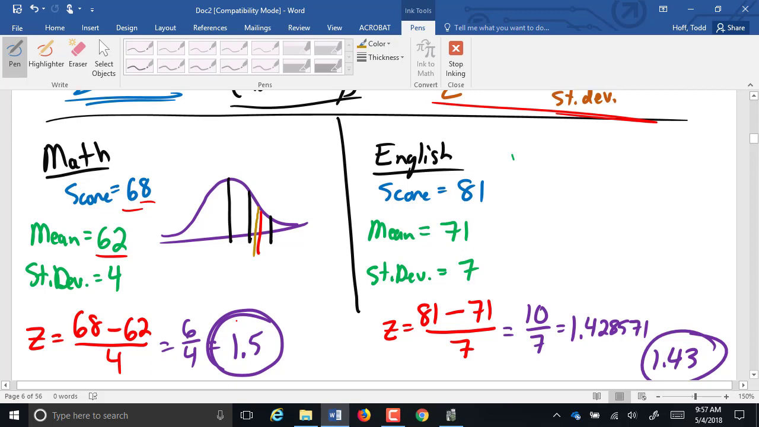So it's a way of comparing two scores or two numbers that come from different populations by comparing them back to their own population and seeing which one stands higher.